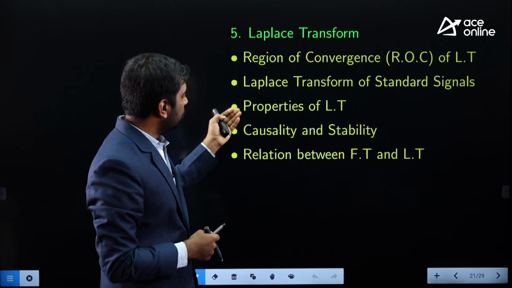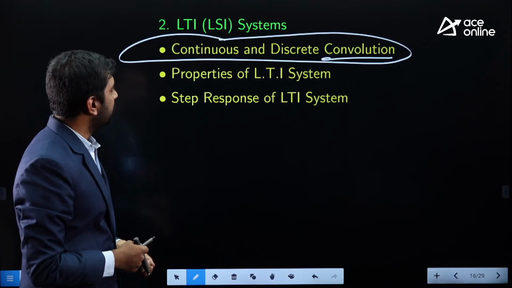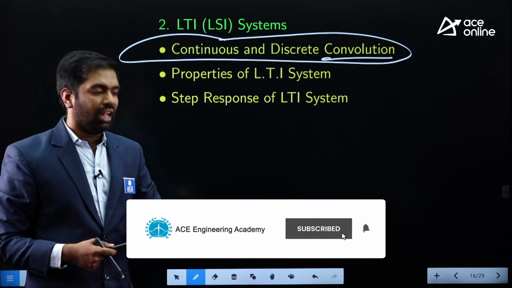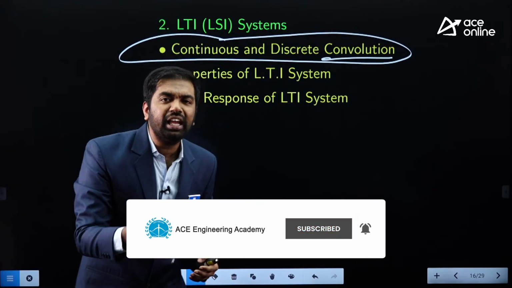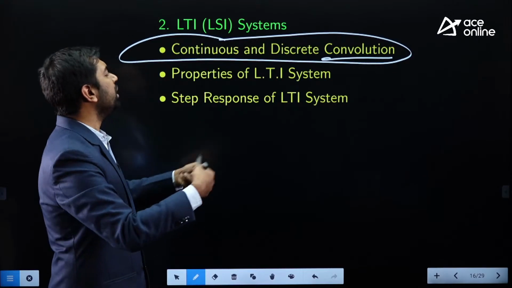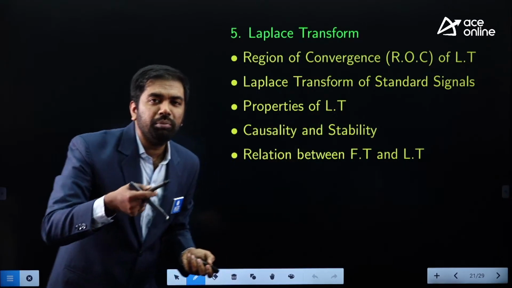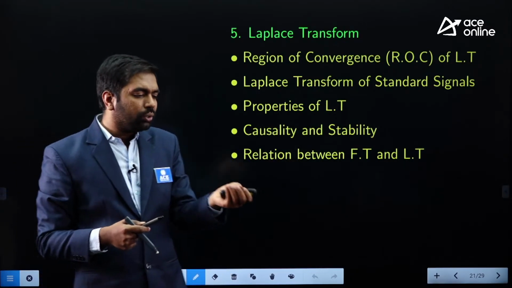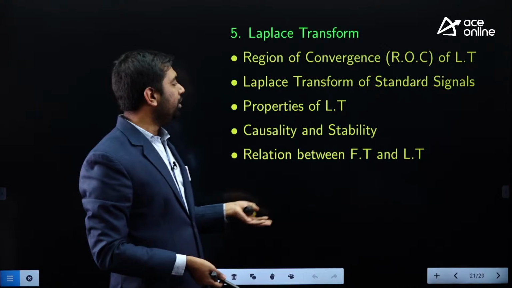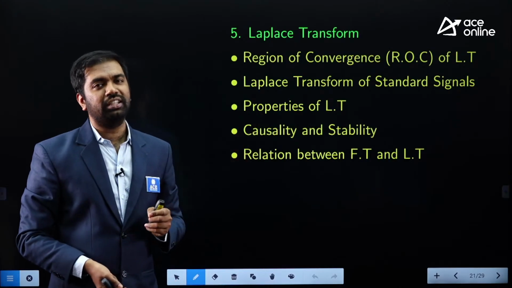Let's look at this. Causality and stability. Now if you look at the second chapter, we said here the properties of LTI system. If you give me the impulse response of the system, I'll examine the impulse response and I'll tell whether the system is causal or not, whether the system is stable or not. Now we have even easier conditions to tell about causality and stability. If you give me the transfer function of the system, just by looking at the poles or just by looking at the R.O.C, I can comment on the causality and the stability of the system. So based on this also you have many questions in the exam.